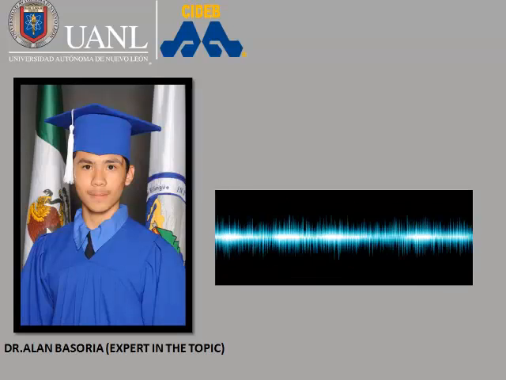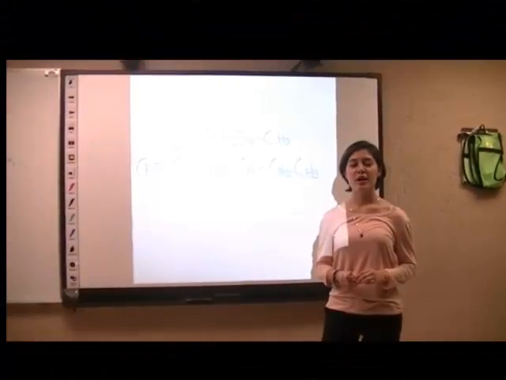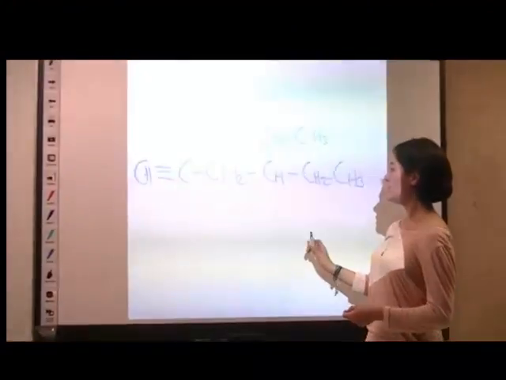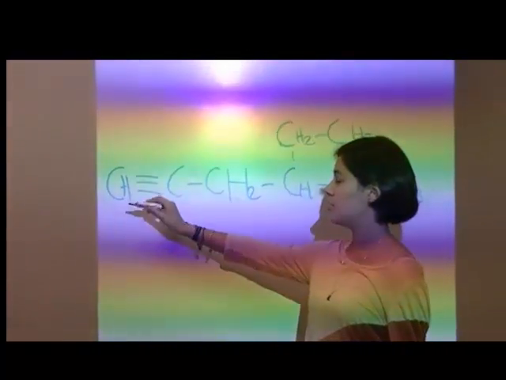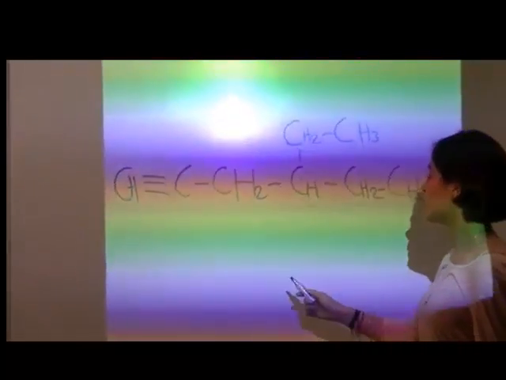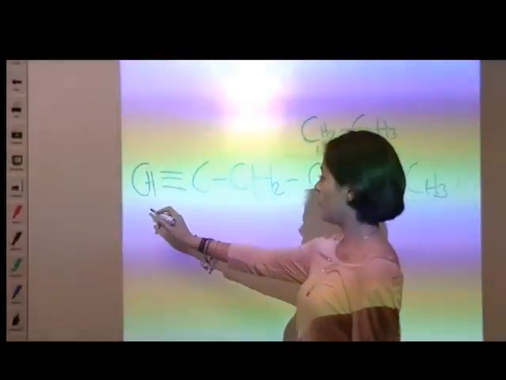An alkyne is a hydrocarbon containing at least a triple carbon bond. Now I'm going to tell you how to name alkynes. First, we're going to look for the carbon chain, which is this one, including, of course, the triple bond. Then we're going to number near the triple bond.